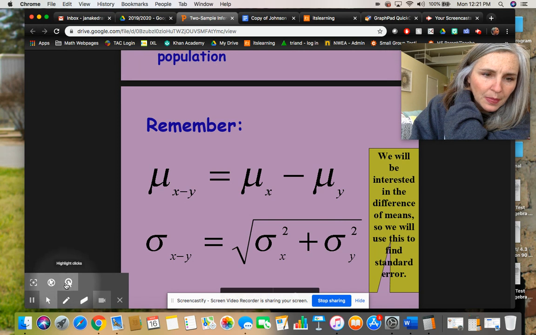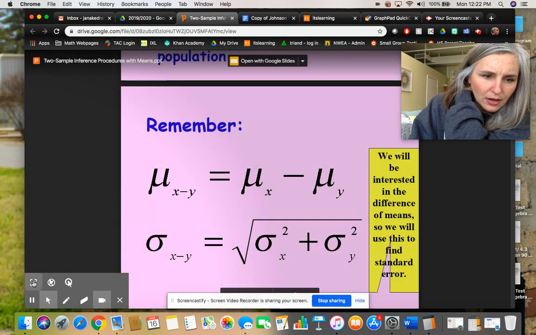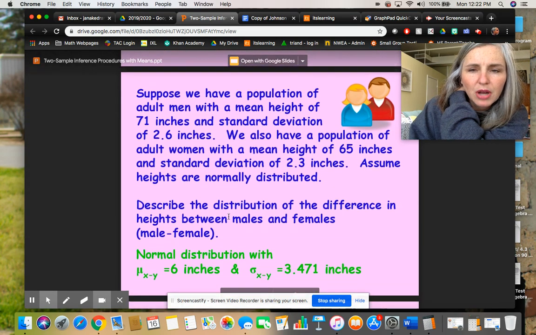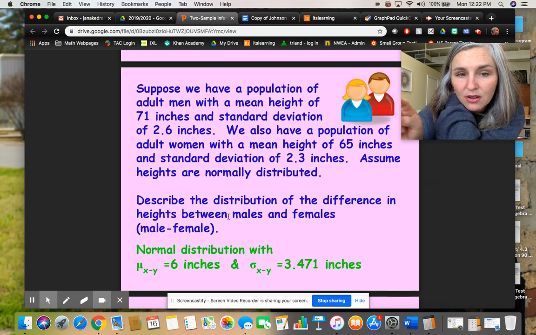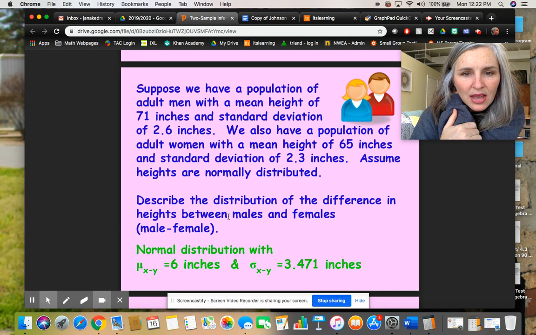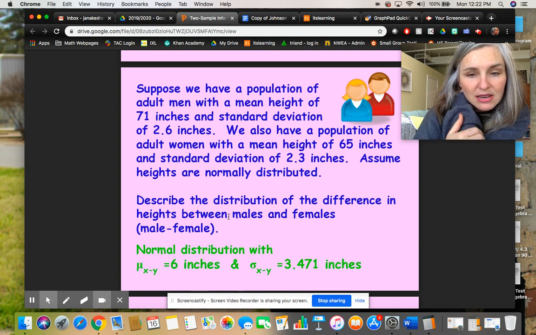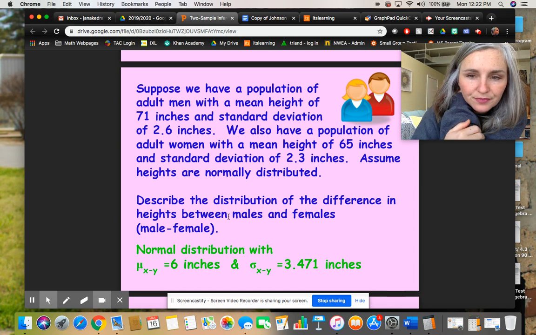Oh, there we go. All right, a really quick problem here. Suppose we have a population of adult men with a mean height of 71 inches and a standard deviation of 2.6 inches. Can you imagine this curve here? And then we have a population of adult women. Mean height is 65 inches, so smaller, of course, because we're women, and a standard deviation of 2.3, meaning we don't deviate as much from our mean.